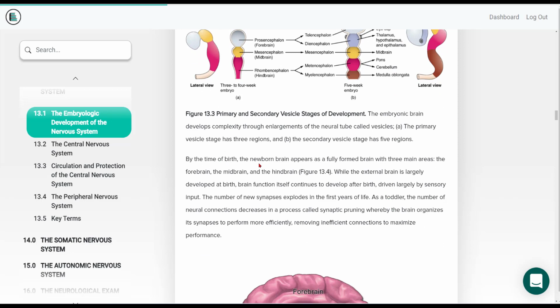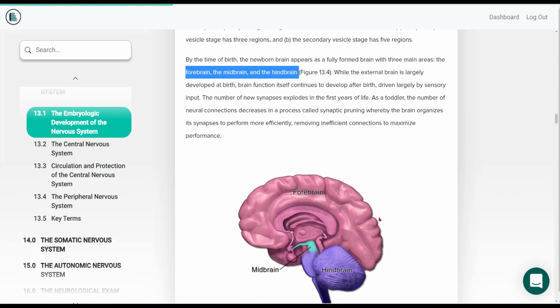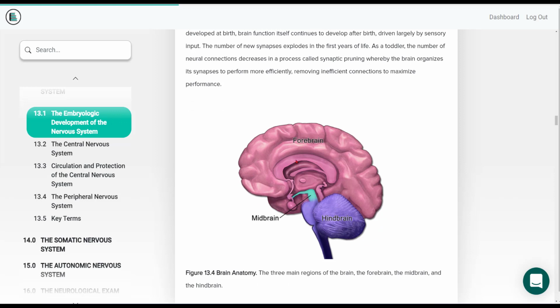So by the time you are born, your brain clearly has those 3 main areas. You can clearly differentiate a forebrain, a midbrain, and a hindbrain. But there's still a lot going on after birth. Here is a lateral section through the brain, sort of a mid-sagittal slice. The pink region, the area that you think of as being the brain, you could call the forebrain. The midbrain is a very small connector piece, and then the hindbrain is the cerebellum and the pons and medulla oblongata.